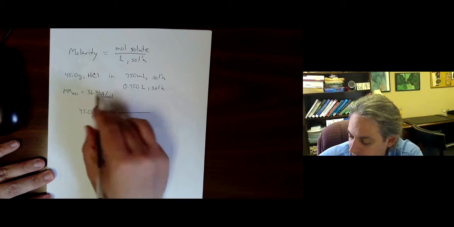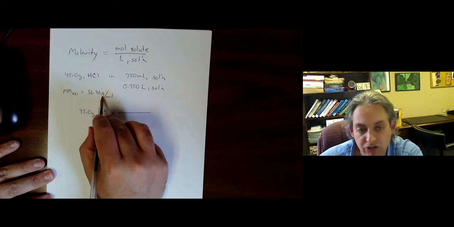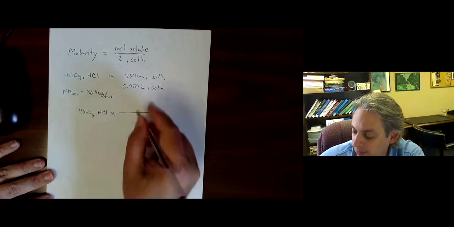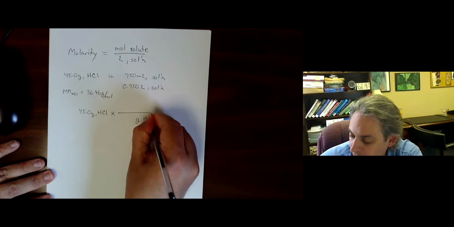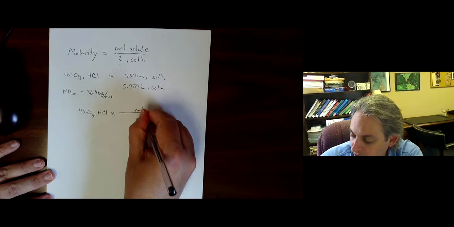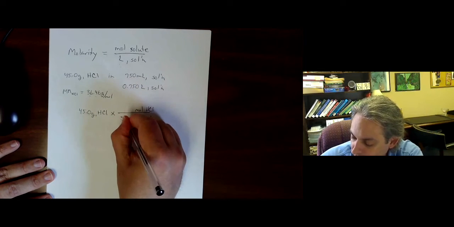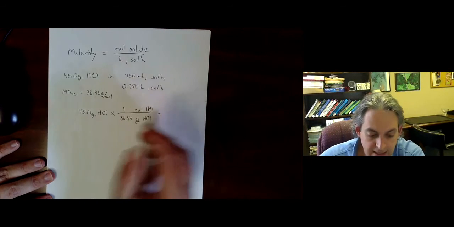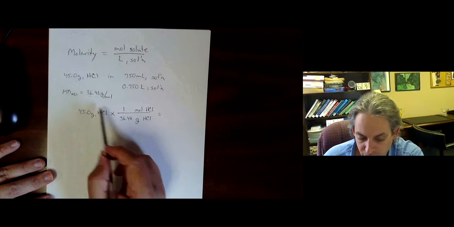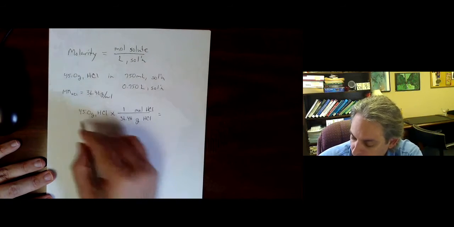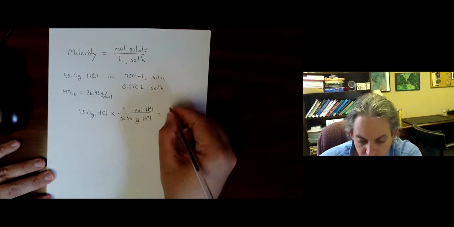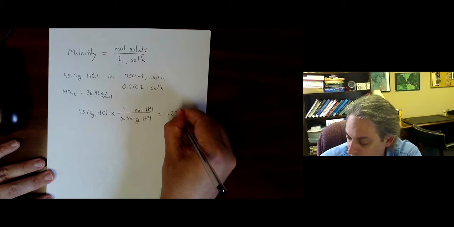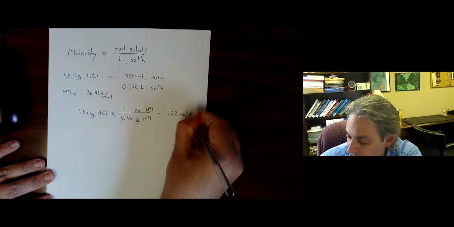Since it's 36.46 grams per mole, we have grams, so that means we want grams on the bottom, and we're going to put moles on the top. So we'll put the 36.46 here on the bottom and 1 mole here. And when we divide these two, 45 divided by 36.46 gives me 1.23 moles of HCl.